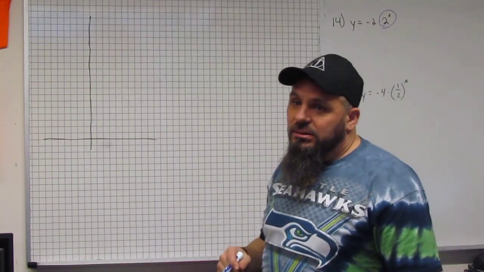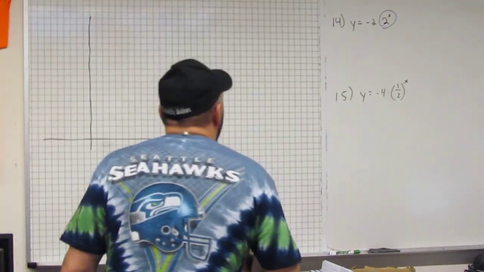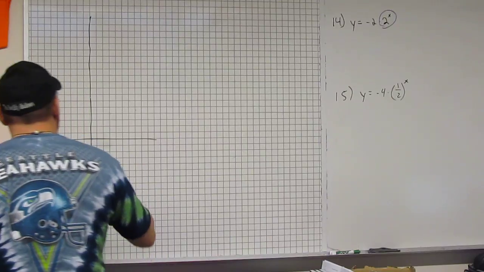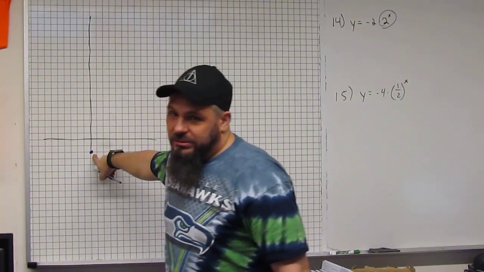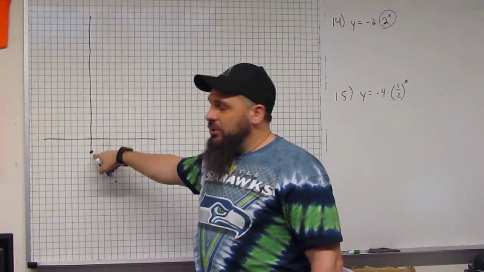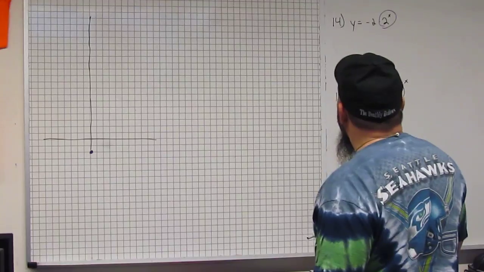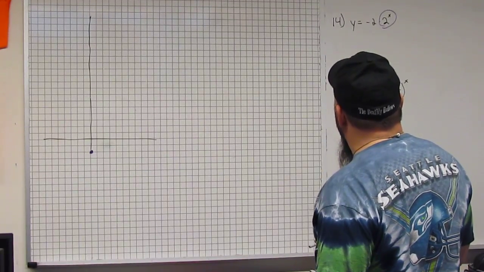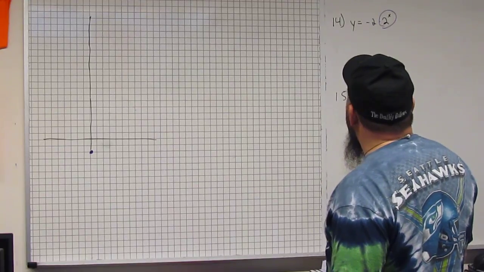What is 2 to the 0? 1. So what's 1 times negative 2? Negative 2. So at 0, we're at negative 2. Okay? So it got shifted down. So we know we got shifted down.